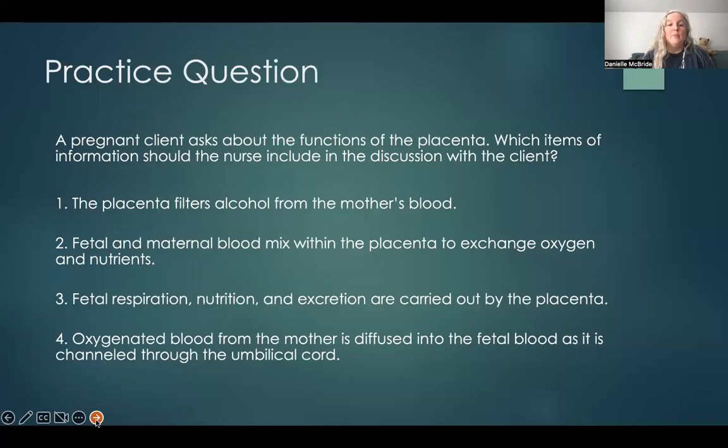A pregnant client asks about the functions of the placenta. Which items of information should the nurse include in the discussion with the client?